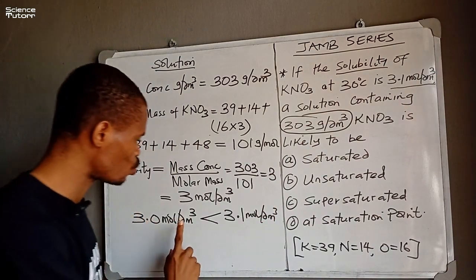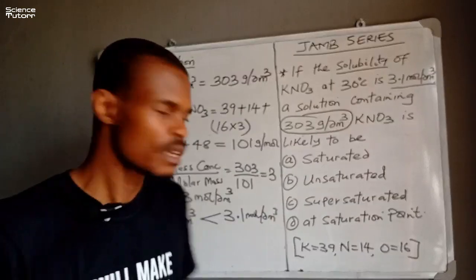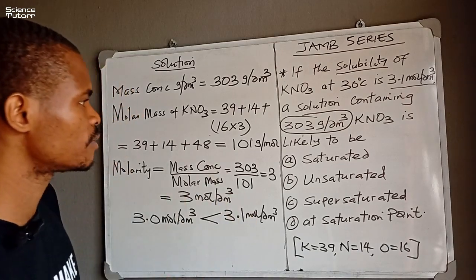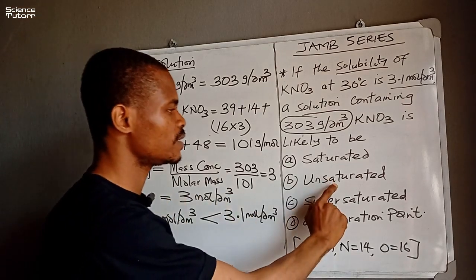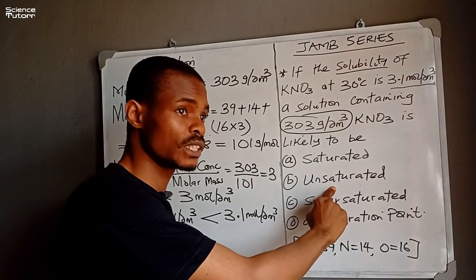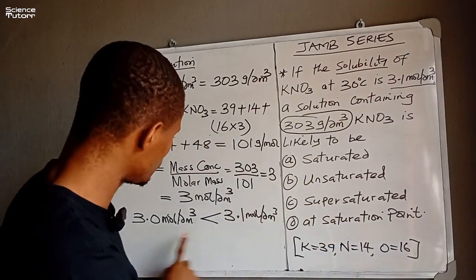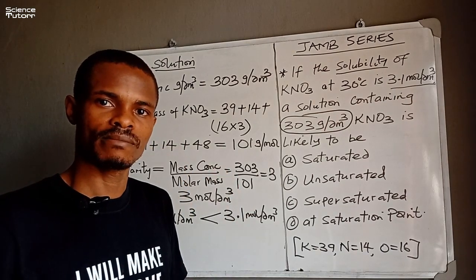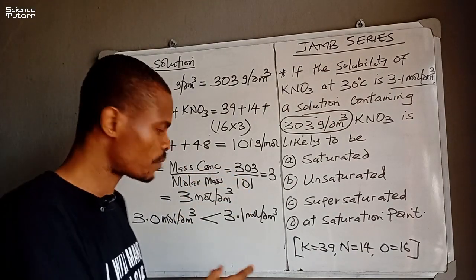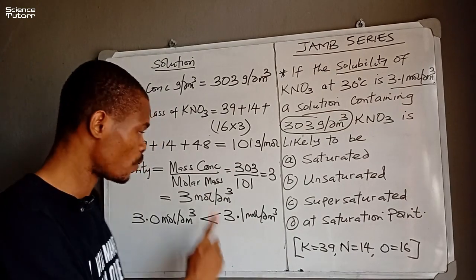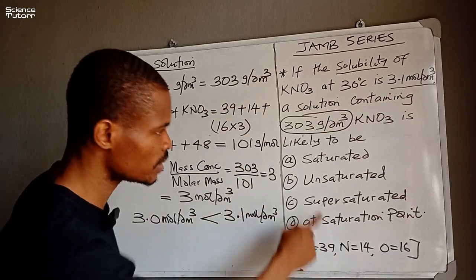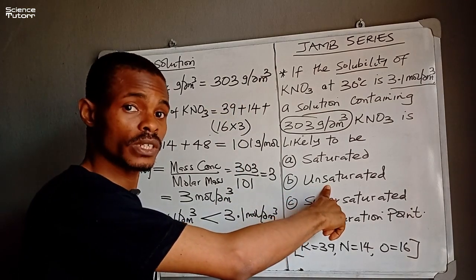Now, this is how to interpret the information. For the fact that this is less than this, it means that the solution is unsaturated. How? This is less than this. It means more solute is required to be dissolved in the solvent. So for that reason, because 3.0 is less than 3.1, it means it is unsaturated.